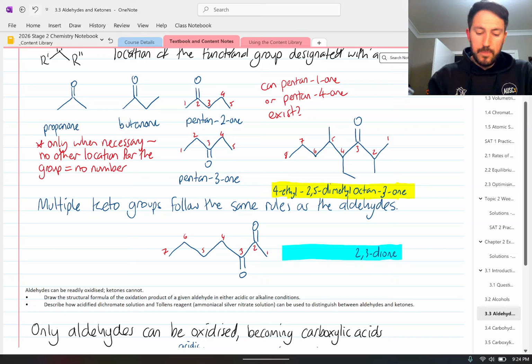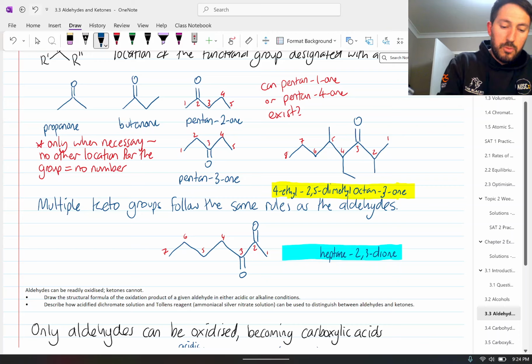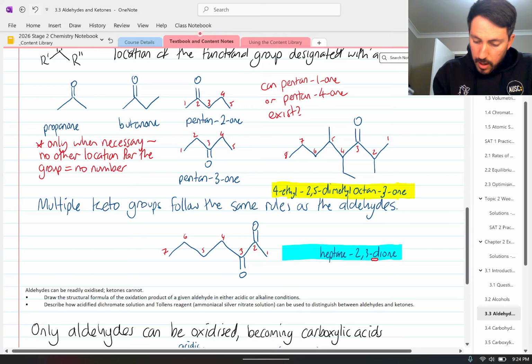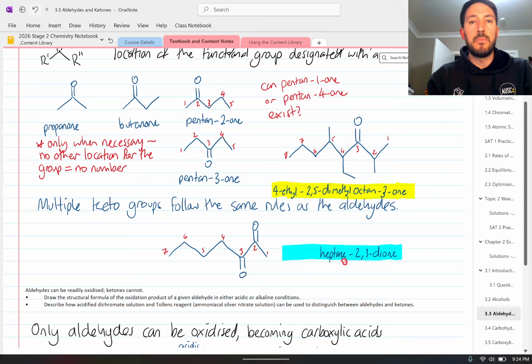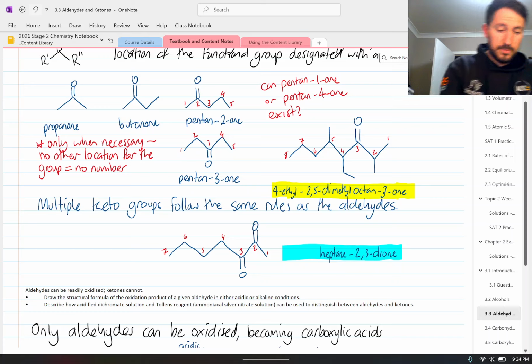So 2,3-dione, and the base chain is our 7 carbon chain, which will make it heptane. Now the reason why it's heptane and not heptane-e is the same reason as before: our suffix is now dione, which starts with a D, a consonant, so we replace that E at the end of the base name heptane. And that should be it. I don't know why I gave myself that much space in the blue highlighting, but it is what it is.